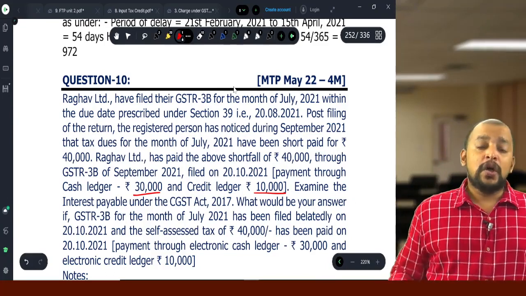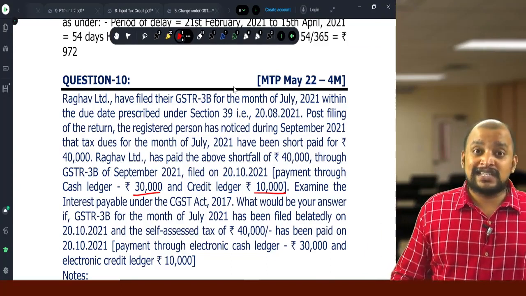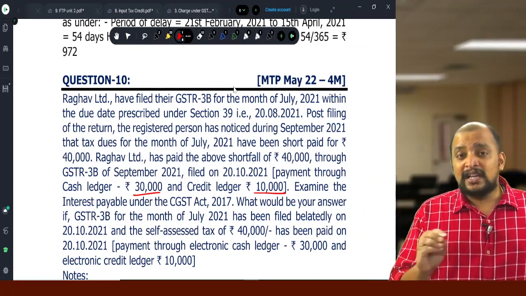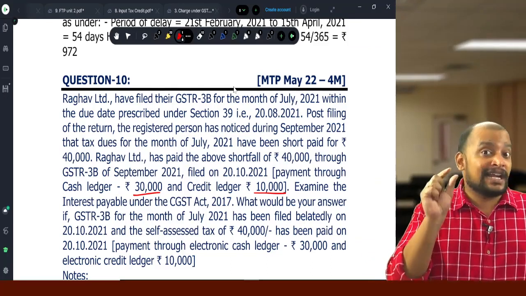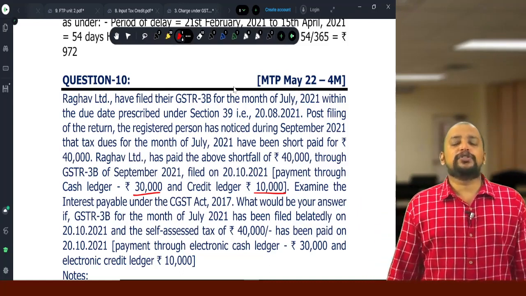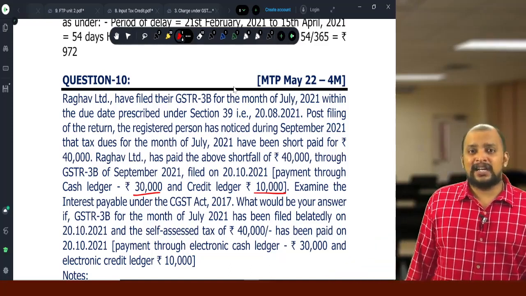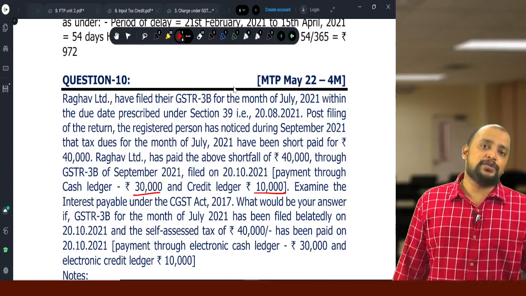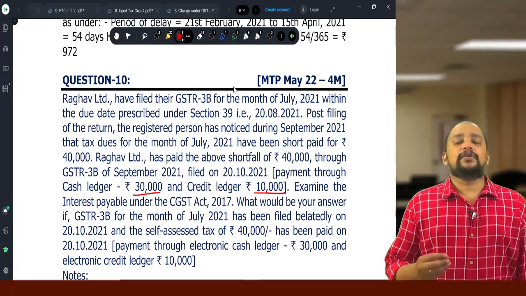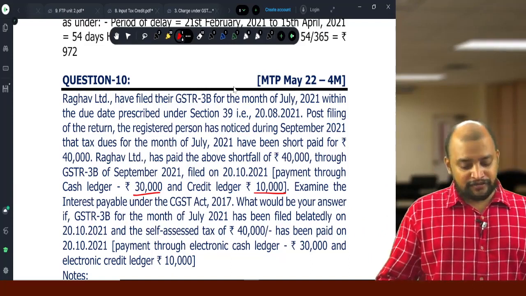But remember, only when GSTR 3B has been filed late, only when you reported some liability in 3B and that is filed late, then only GST interest is computed on the net liability. Whereas if you did not report a transaction in GSTR 3B and now you are paying it later, howsoever you may pay, partly through cash ledger, partly through credit ledger or fully through credit ledger, whatever may be the way you pay, you have to compute interest on the total amount, 40,000 in this case. So interest will be computed on 40,000.